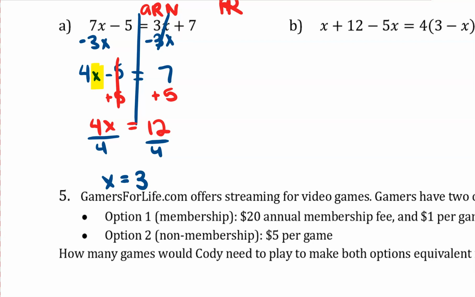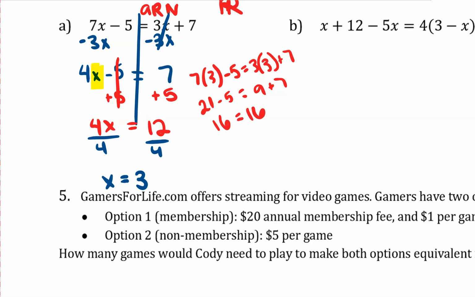And I haven't been the greatest about doing this because I'm trying to go quickly, but you can always, and you should always, plug your answer back in to check. So you can plug 3 in here. This is 7 times 3 minus 5 equals 3 times 3 plus 7. 7 times 3 is 21 minus 5 equals 3 times 3 is 9 plus 7. 21 minus 5 is 16. 9 plus 7 is also 16, which means it works because we got something true.